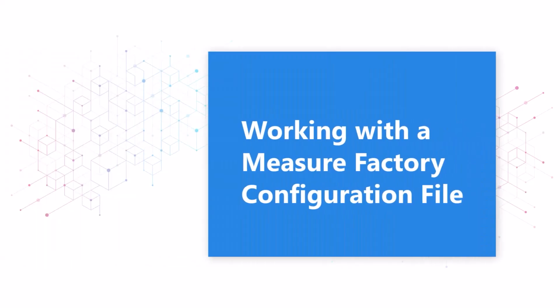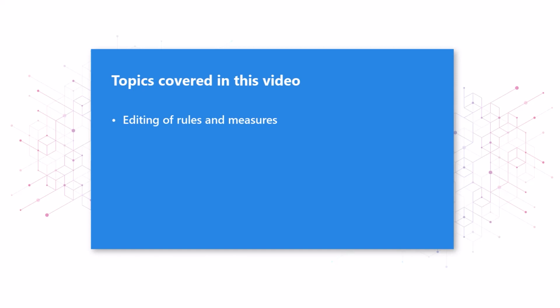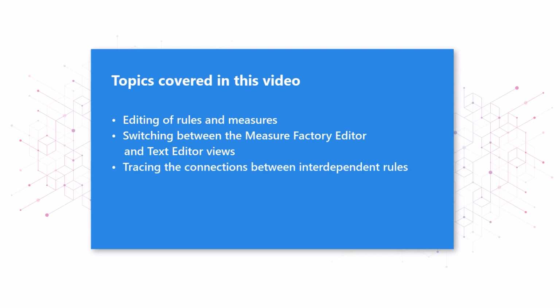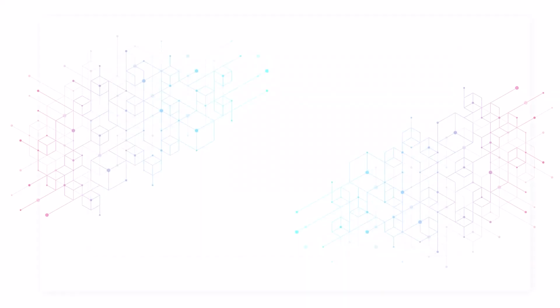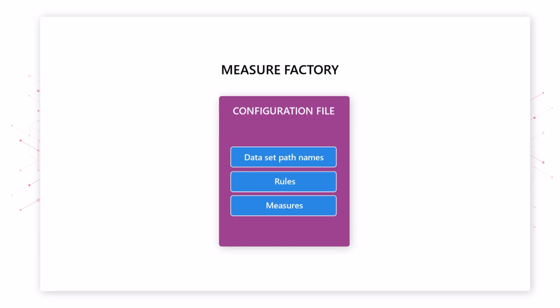In this demonstration, you'll learn how to work with a measure factory configuration file. We'll briefly cover the editing of rules and measures, switching between the measure factory editor and text editor views of a configuration file, and tracing the connections between rules that depend upon each other. A measure factory configuration file specifies the datasets you want to work with and the rules and measures you want to apply to those datasets.